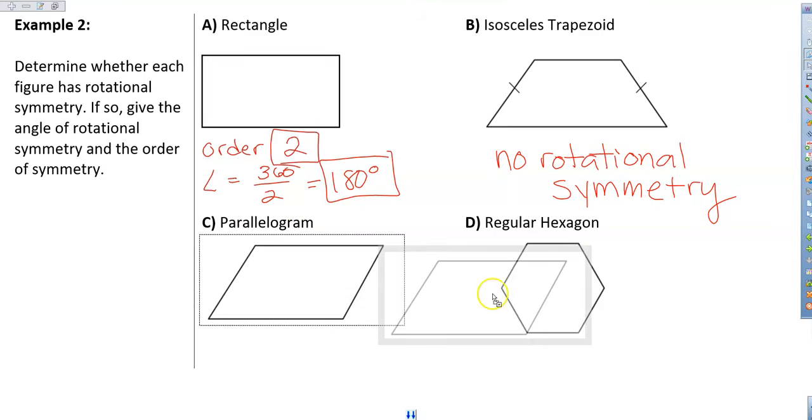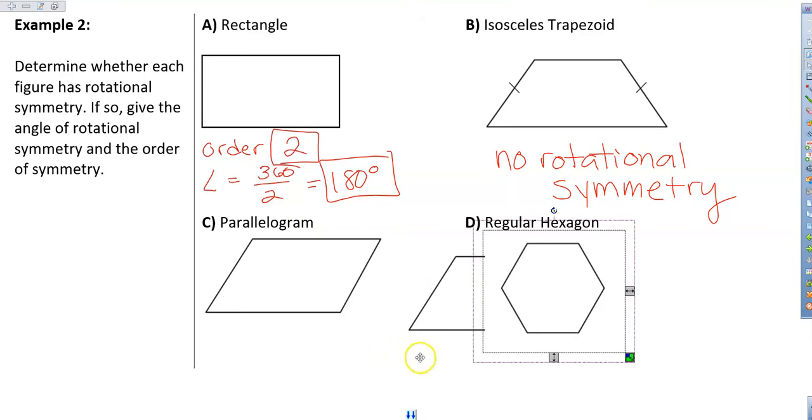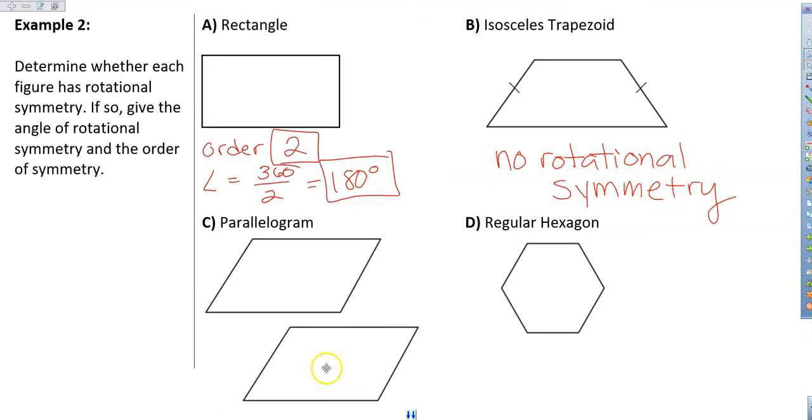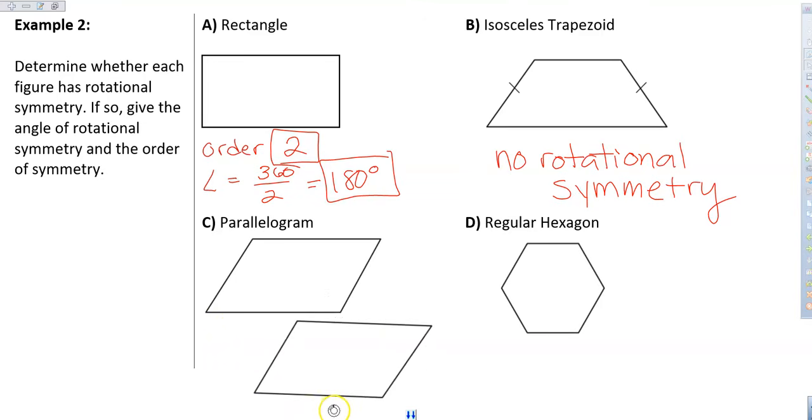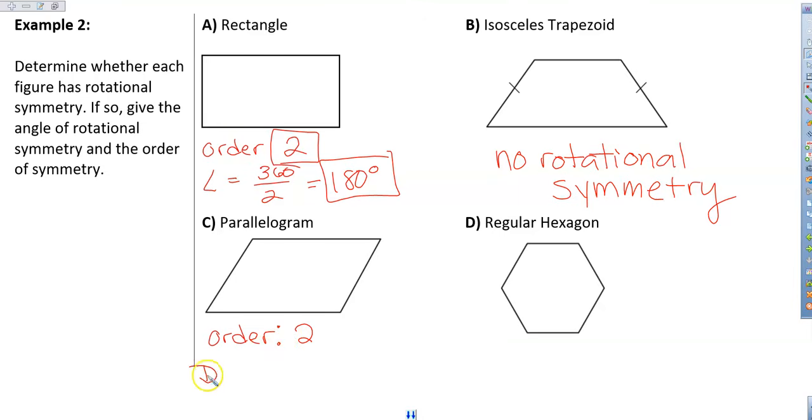Let's take a look at a parallelogram. As I start spinning a parallelogram, nope. There's the 90, and we keep coming around to the 180. Just like a rectangle, my order is going to be 2. And my degree of rotation is 360 divided by 2, which is 180 degrees. Again, just like the rectangle.